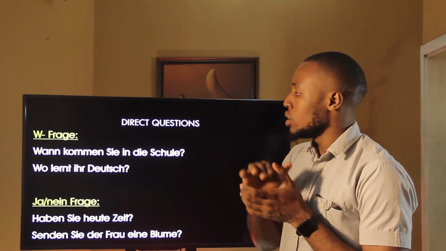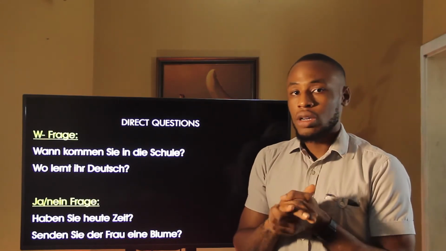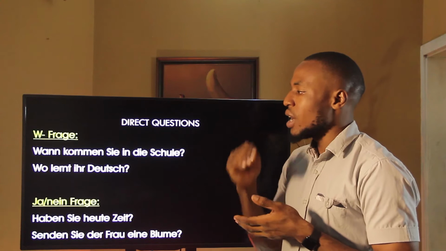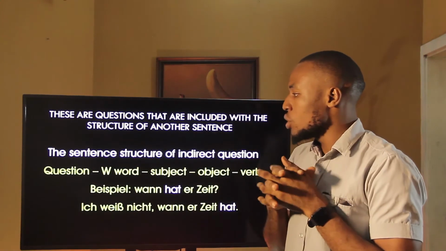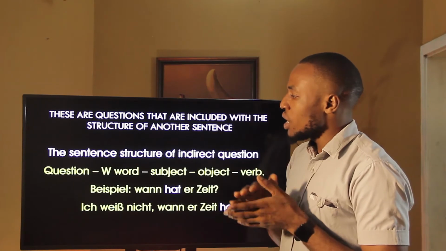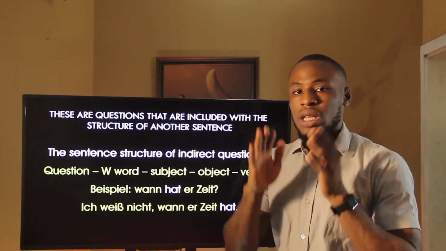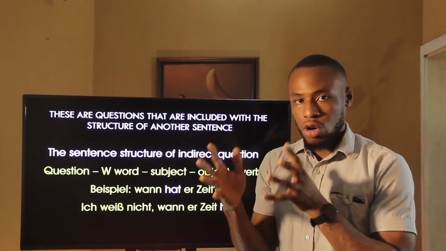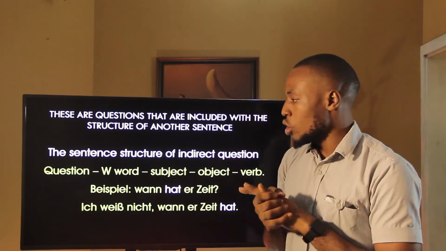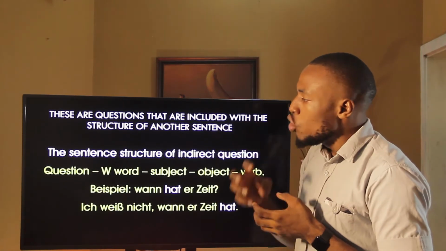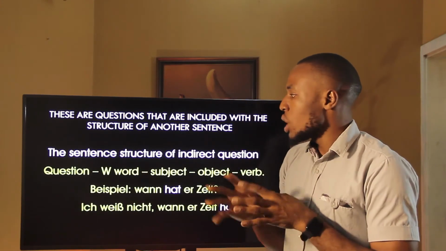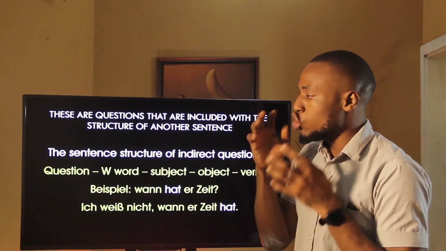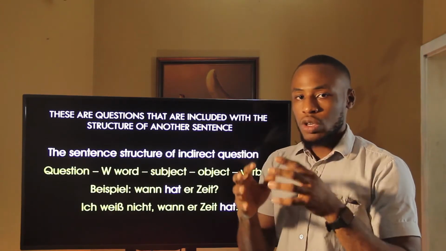Okay, so having talked about the direct questions in German, we are going to look at the indirect questions in German. Now, the first thing I want to let you know is that the indirect question usually comes with what? An independent clause. And then there's always a question.